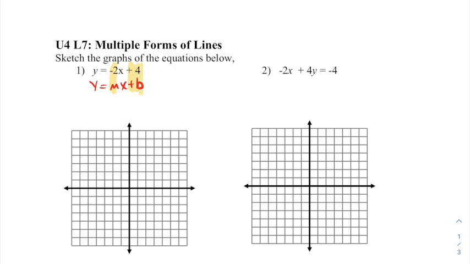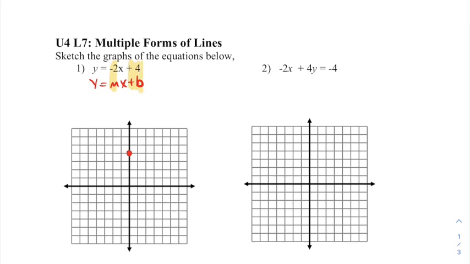So I will start at 4 on the y-axis. And remember, a slope of -2 means -2/1, so down 2 and right 1. So I'll go down 2 from 4 and right 1 to find my second point. And then I'll keep doing that until I fill out the graph. And now I'll simply connect the dots, and my line is finished.